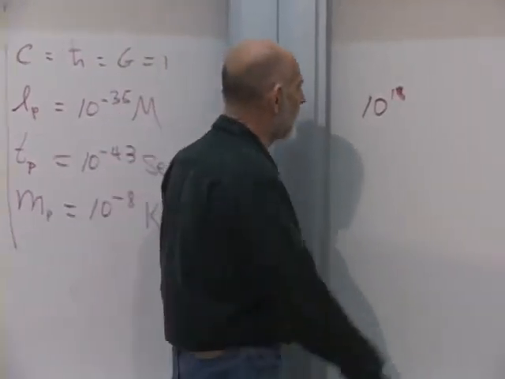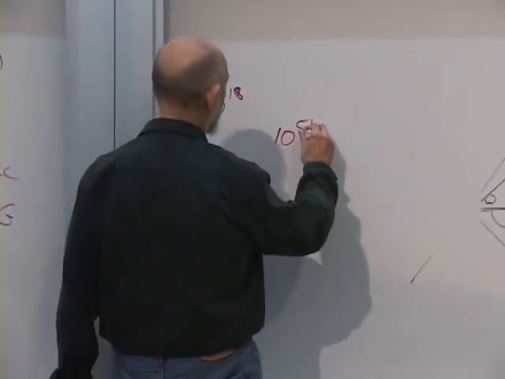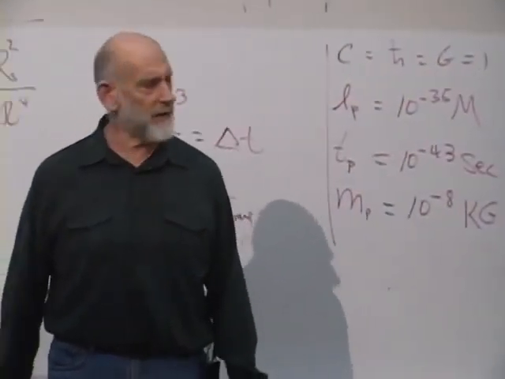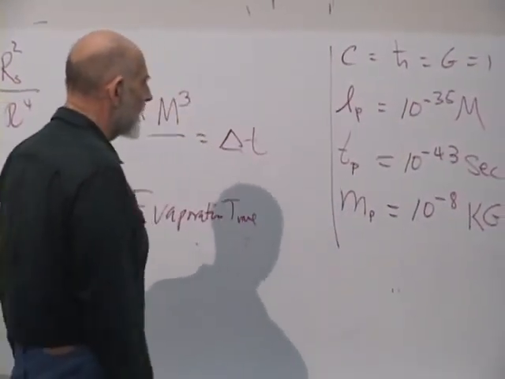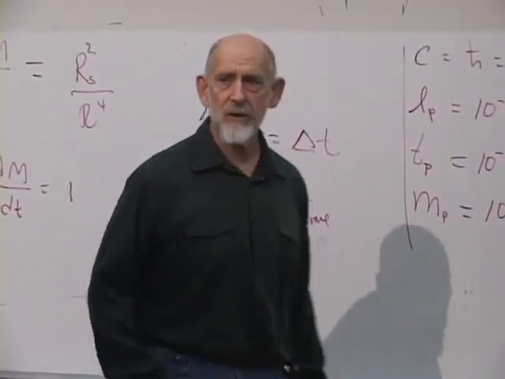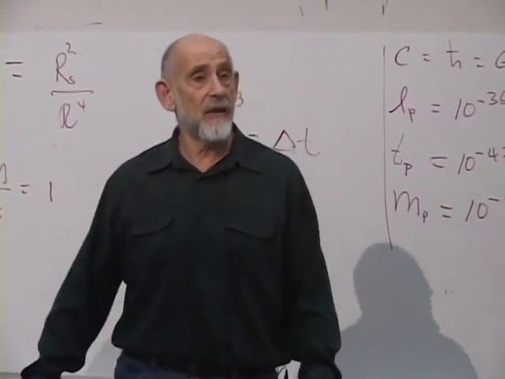10 to the 54. That's 10 to the 54 Planck times. And now we take out 43. That was 10 to the 11th seconds? 10 to the 11th seconds, a lot shorter.